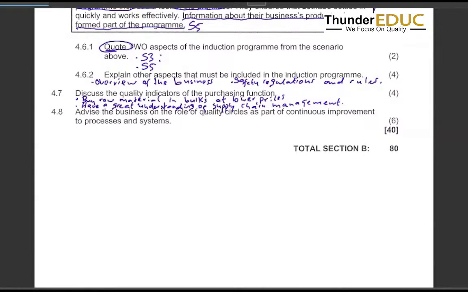Okay, right? So now let's move on to the last question in question 4, where it reads as follows: 4.8, advise the businesses on the role of quality cycles as part of the continuous improvement to processes and systems. So reduce the cost of redundancy in the long run, also increase employees' motivation, as well as reduce costs in the long run. Okay, right.